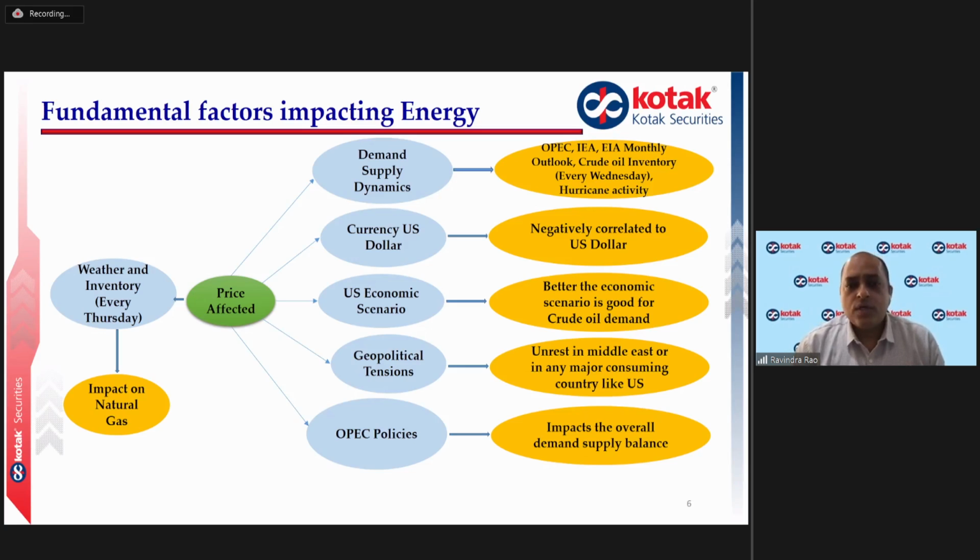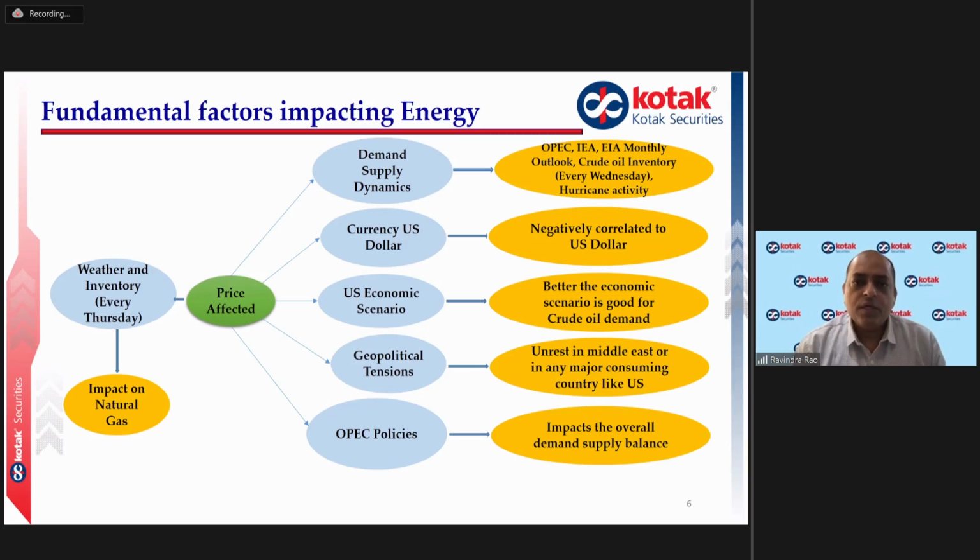Currency, US dollar, again, has an impact on all the commodities, because as I mentioned, whenever there is a movement in the dollar upside or downside, that impacts commodities as well, because they are denominated in dollar.